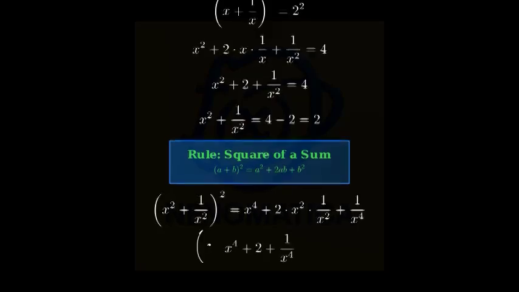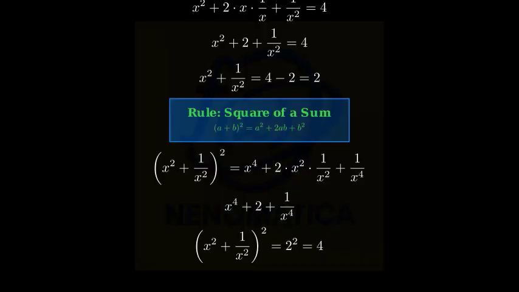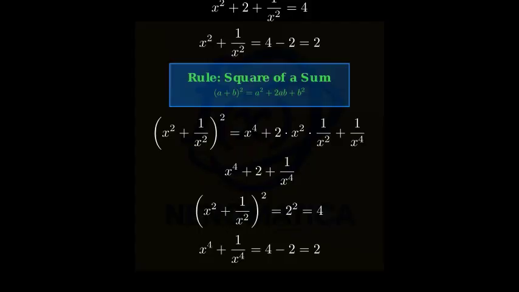We know that x squared plus 1 over x squared equals 2. So when we square this, we get x to the power of 4 plus 2 plus 1 over x to the power of 4 equals 2 squared, which is 4. Therefore, x to the power of 4 plus 1 over x to the power of 4 equals 4 minus 2, which equals 2.